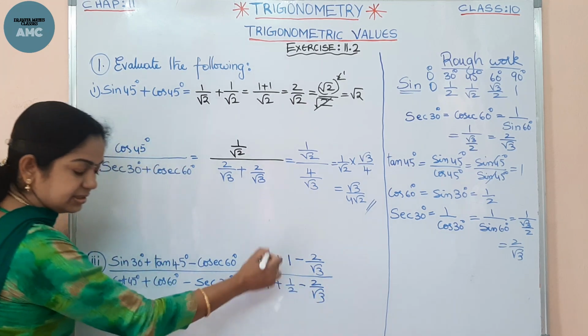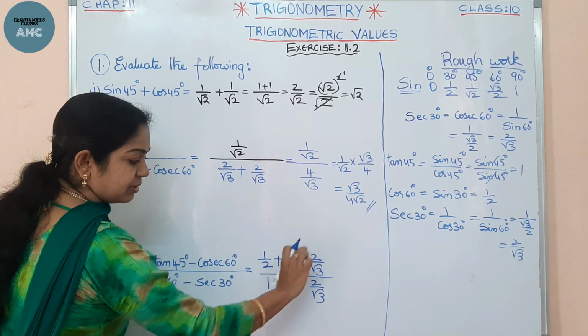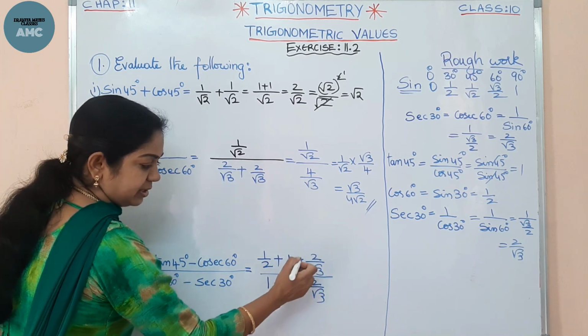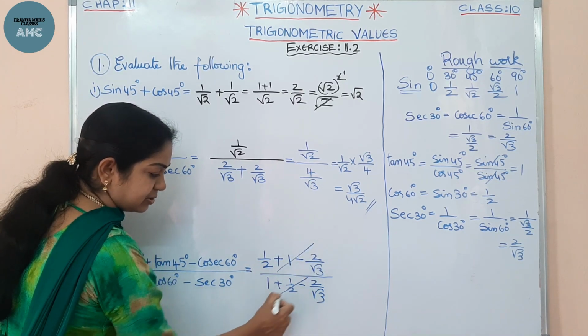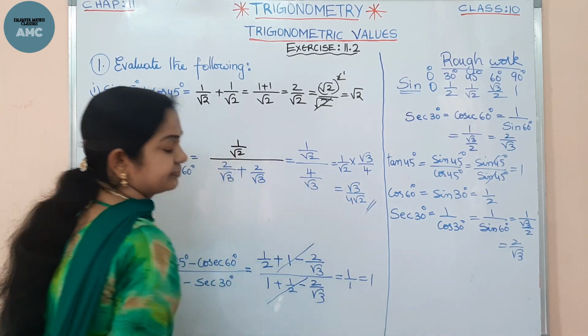Now clearly see these values here: half plus half plus 1 minus 2 by root 3 minus 2 by root 3. That means the 2 by root 3 terms I can cancel off. This comes to 1 upon 1, that is just 1.